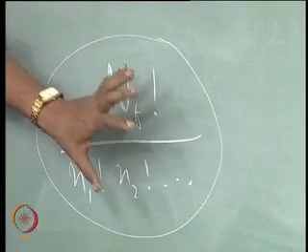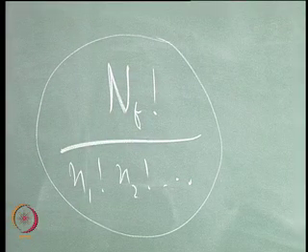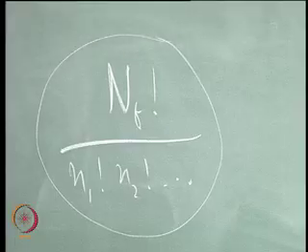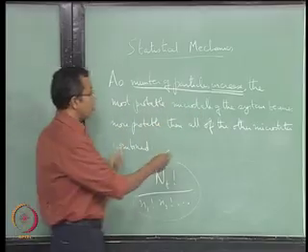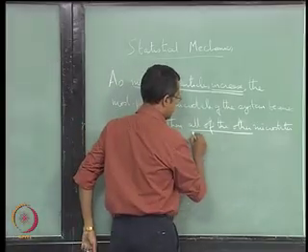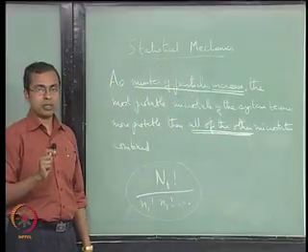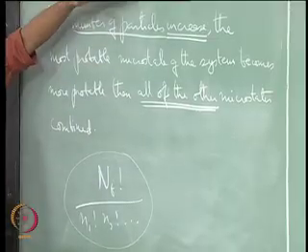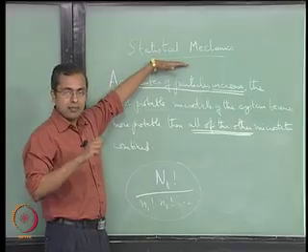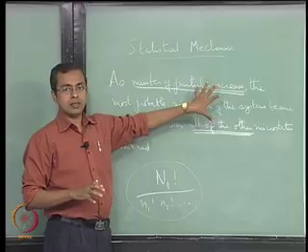That is the crux of this idea, and that is where this situation arises where, as the number of particles increases, the most probable microstate of the system becomes more probable than all of the other microstates. Please remember this, it is all of the other microstates combined, not just the second most probable microstate, all of the other microstates combined.